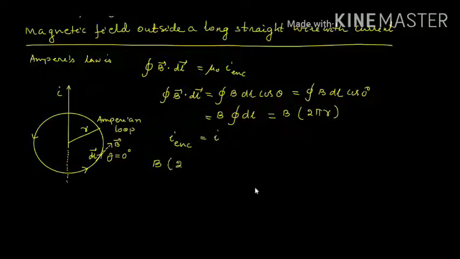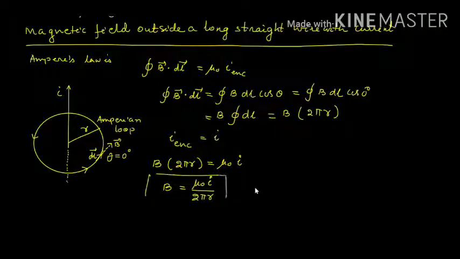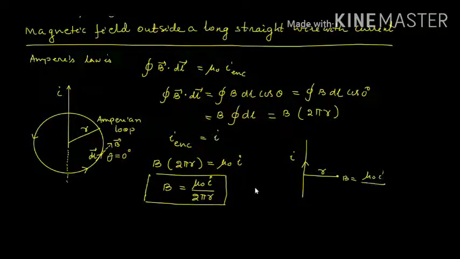So B times 2 pi r is equal to mu0 times I, or B equals mu0 I by 2 pi r. This is the magnitude of the magnetic field at a distance r from the wire. Suppose this is the wire, it carries current I, and the magnetic field at a distance r from this wire is B equals mu0 I by 2 pi r. So this is about Ampere's law and its application to calculate the magnetic field outside a long straight wire with current.